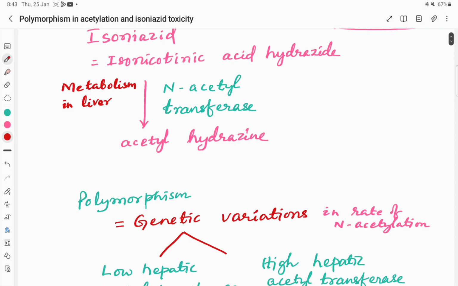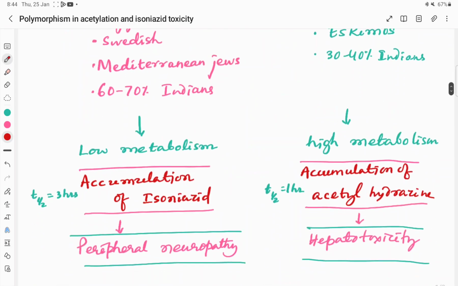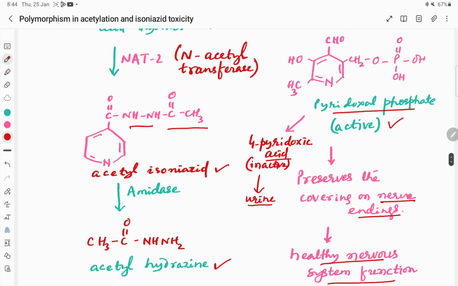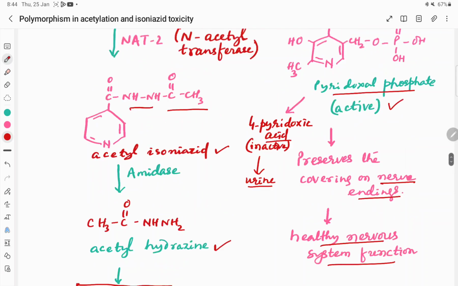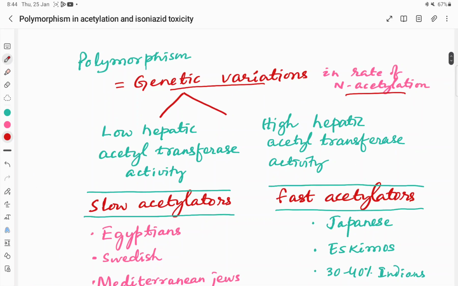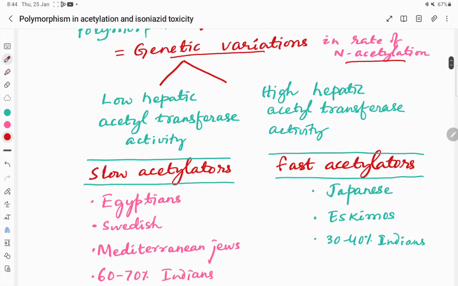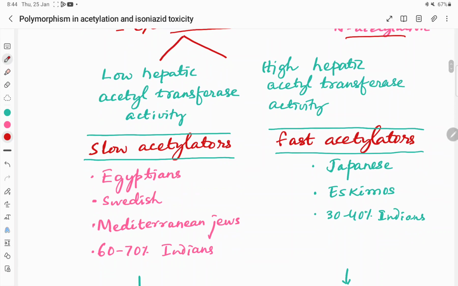Isoniazid toxicity is related to the polymorphism or genetic variations in the rate of N-acetylation. As we have discussed, isoniazid is metabolized by N-acetyl transferase to its metabolites, acetyl hydrazine and the other metabolite, acetyl isoniazid, which all cause hepatotoxicity, whereas isoniazid causes peripheral neuropathy. And how is it related? This N-acetyl transferase enzyme shows genetic variations or polymorphism. There are populations in whom there is low hepatic acetyl transferase activity, and there are populations in whom there is high hepatic acetyl transferase activity.